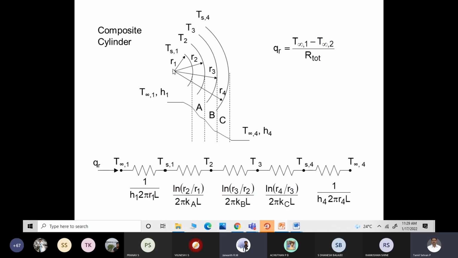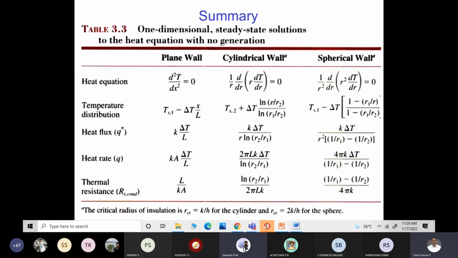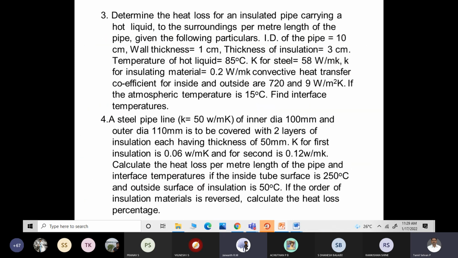And the inner fluid is exposed to hot fluid, so the radius is R1 and the surface area is pi dl, or 2 pi R1 into L. Is it fine, students? Yes, sir. Any doubt in this? No, sir. Okay. So the critical thickness of insulation, I will do it after I solve one problem.